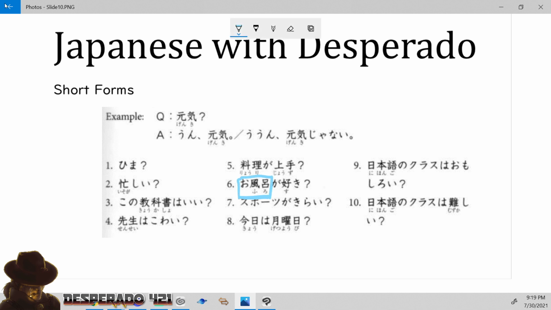Public baths here, they have public bathhouses. And then there's onsen, which are hot springs. Those are also usually public in the sense that they separate men and women. But there's another one called konyoku, which is men and women together in the same bath.